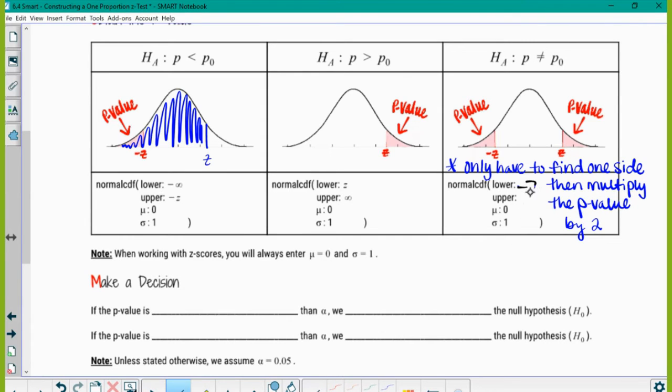My negative z, and oops, wrong thing, sorry.